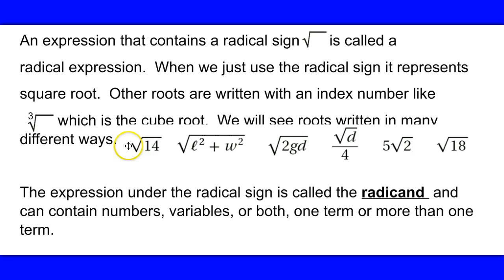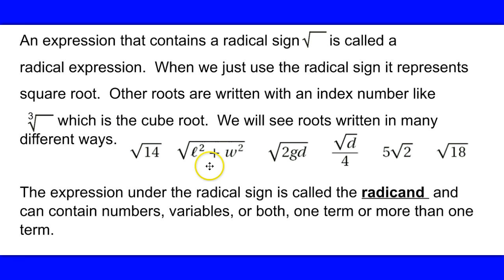You're going to see radical signs written in a lot of different ways. Here are some: the square root of 14, the square root of L squared plus W squared, and you'll notice that's a binomial underneath there, the square root of 2GD, the square root of D divided by 4. The expression underneath the radical sign can be a number, a variable, or a combination of those. It can also be one term or more than one term. So you're going to see all different kinds.